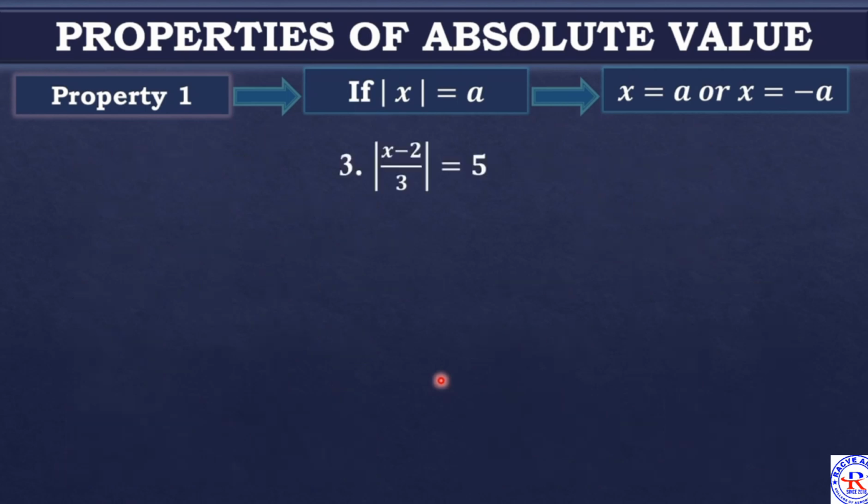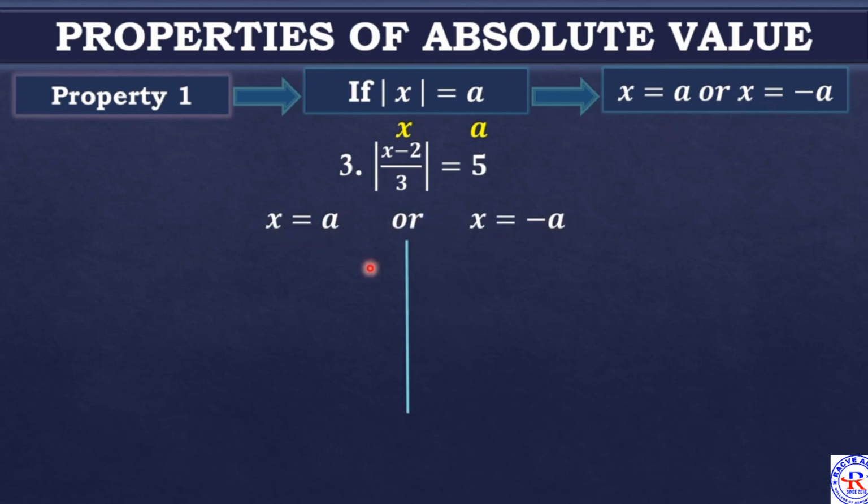Okay, let's have another. So, paano kapag binigyan ka ng fraction? Okay? So, same process. Follow mo lang tong property. So, this is your x, this is your a. So, lahat ng nasa loob ng absolute value, yun ang x mo. Yun ang representation ng x. So, solve natin siya. x is equal to a, x is equal to negative a. So, ito yung x mo. x is (x minus 2) over 3 is equal to a. So, ito yung a mo is equal to 5.